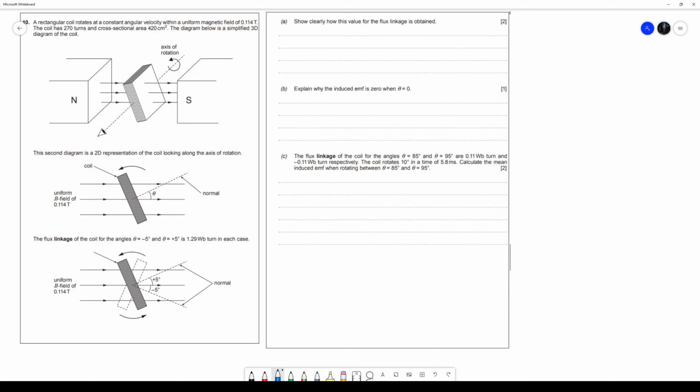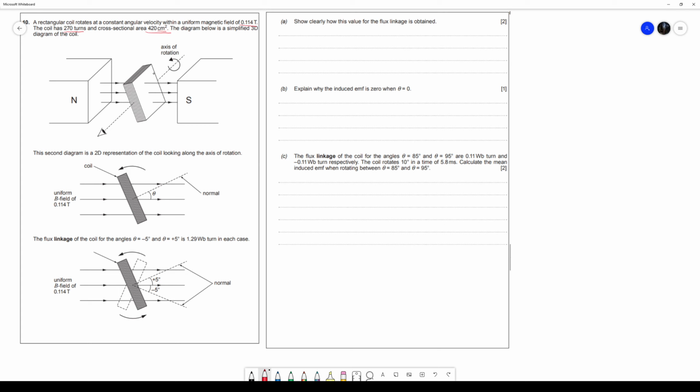We've got a rectangular coil rotating at constant angular velocity within a uniform magnetic field. So we're given the field strength here in Tesla. We're given the number of turns here, 270 turns. Cross-sectional area is in centimeters squared, so we've got to look out for that. And the diagram below is a simplified 3D diagram.